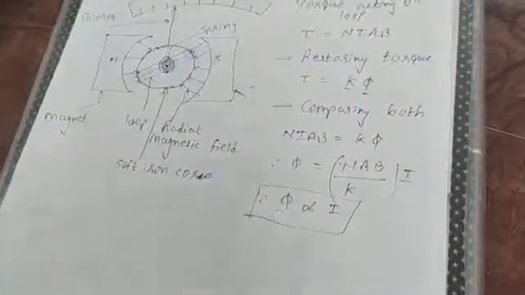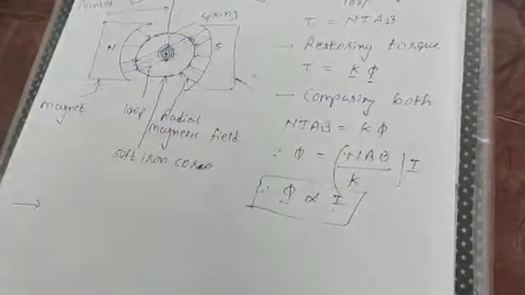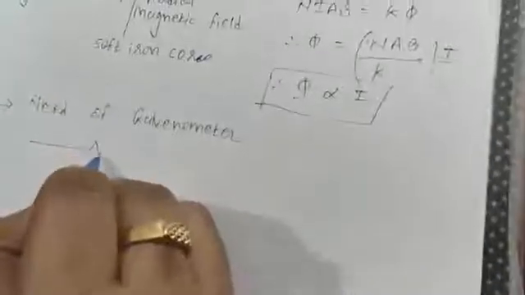Now we will see the working of the galvanometer. The main use of the galvanometer is to measure the current flowing through it. First of all, what is the need of a galvanometer? See, the need of galvanometer. This is one circuit.